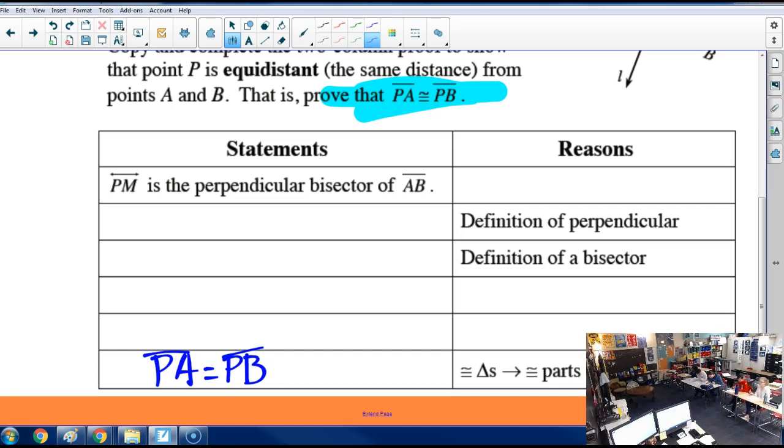Alright, let's do this. It's just given. Yeah, we can say there's a right angle, definition of perpendicular. Angle AM is congruent to BM for the bisector. Why is that? The definition of the perpendicular.